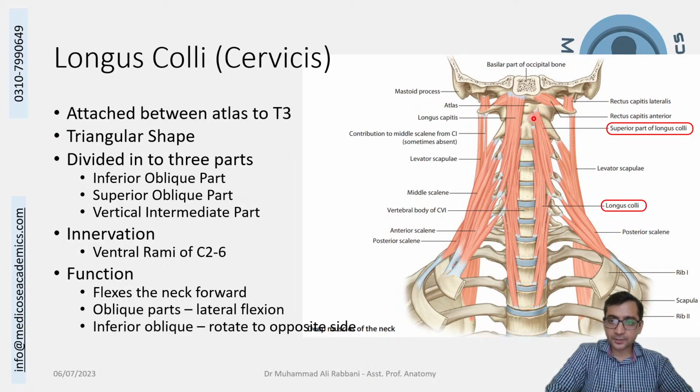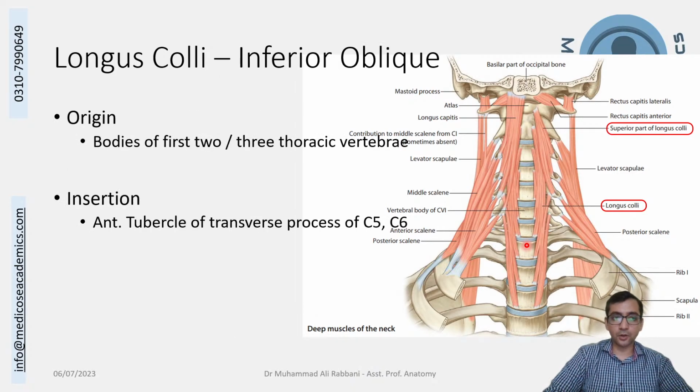It has three parts: the superior part is attached to the midline here and to the transverse processes. The inferior part is attached to the midline here in the thoracic part and to the lower transverse processes. And the middle, vertical and intermediate part is attached to the upper vertebral bodies and to the lower vertebral bodies. It flexes anteriorly, the oblique part helps lateral flexion, and the inferior oblique part rotates the head to the opposite side.